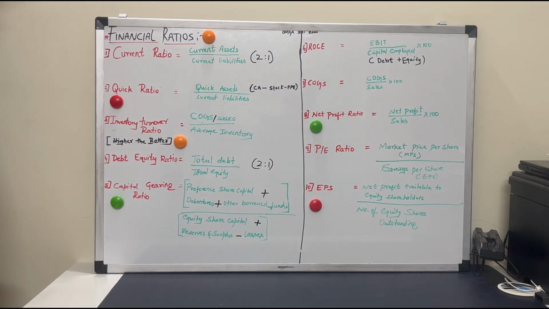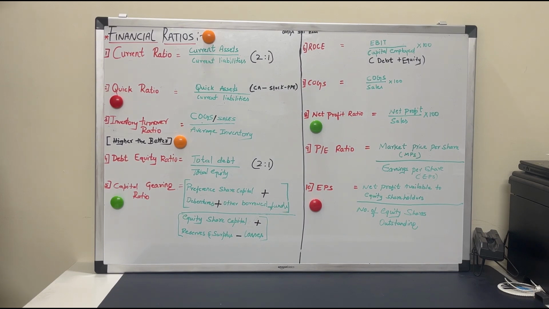Now we can also write this formula in one more way: fixed interest bearing securities divided by floating interest bearing securities. Now why am I saying this? These preference shares, debentures or any other borrowed funds have fixed interest bearings on them, and equity shareholders or equity share capital do not have any fixed obligation.